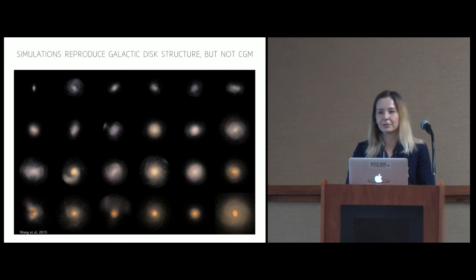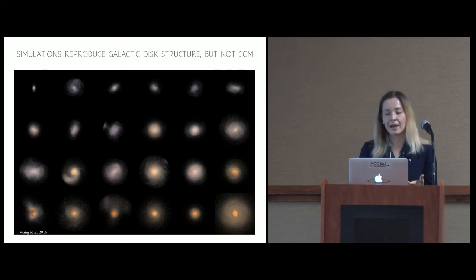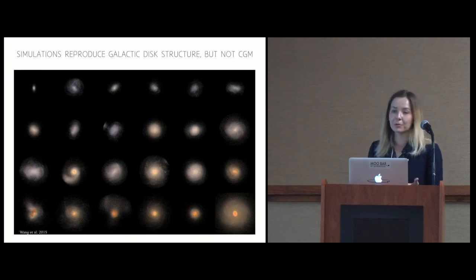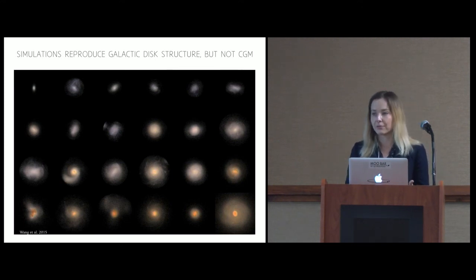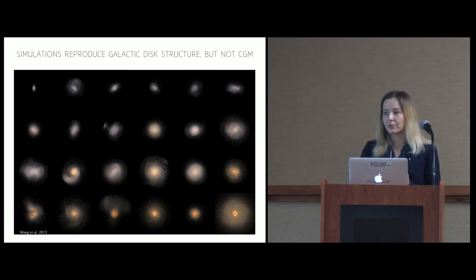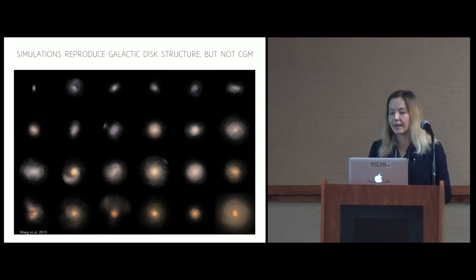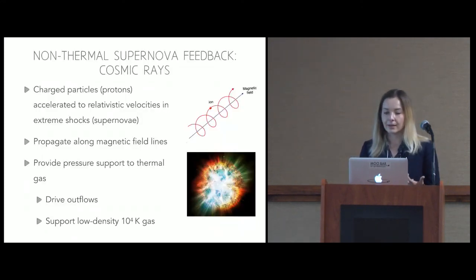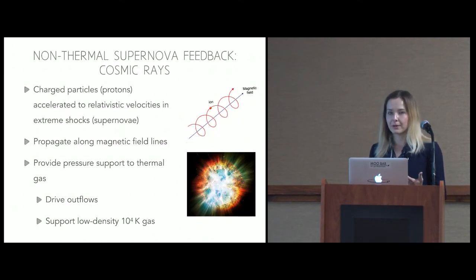For one, it's really difficult to drive strong galactic outflows with thermal supernova feedback, especially for galaxies that are more massive, like our Milky Way. And those simulations that do manage to drive outflows and have cool gas in the CGM really struggle to reproduce the observed low densities of the CGM, which imply that there's some sort of non-thermal pressure support that we've been missing. And it's very likely that that non-thermal pressure support comes in the form of cosmic rays.